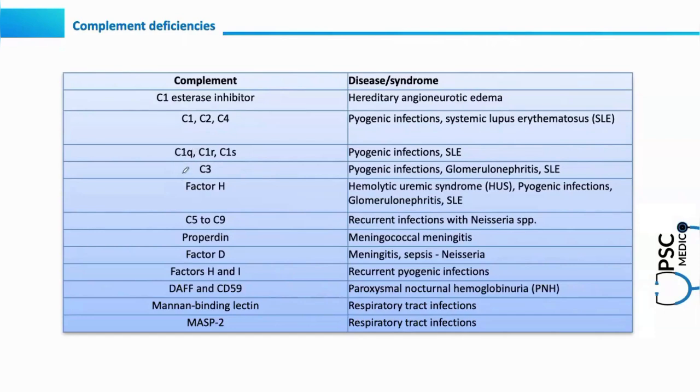So what are the four things you're taking home? One is C1 esterase inhibitor: hereditary angioneurotic edema. Factor H: hemolytic uremic syndrome. Membrane attack complex: Neisseria gonorrhea and meningococcal infections. And DAF and CD59: PNH.